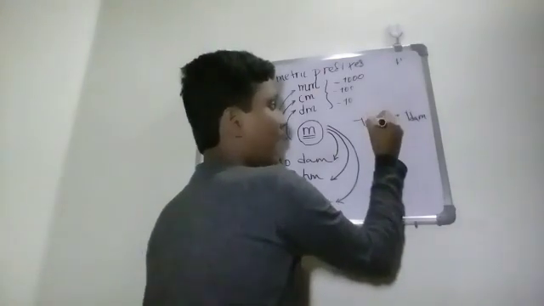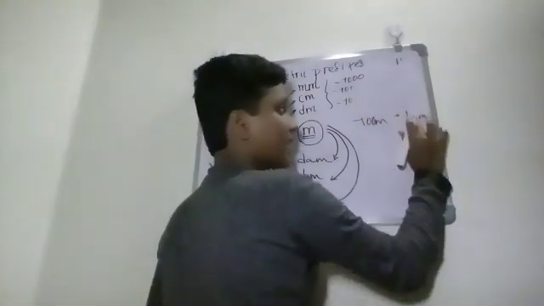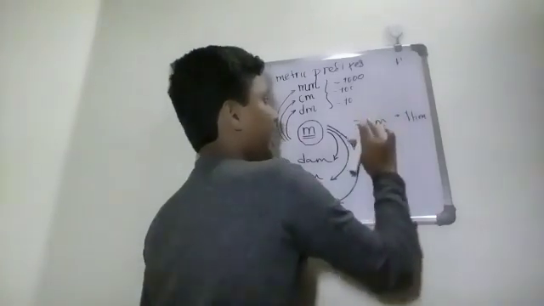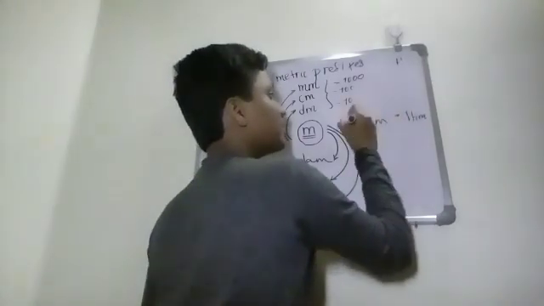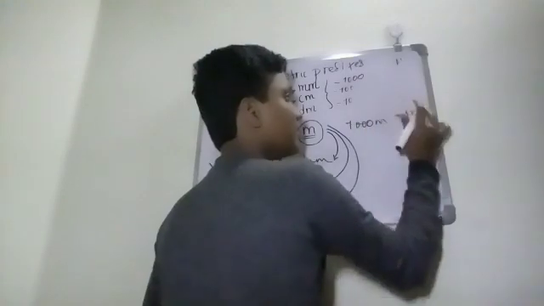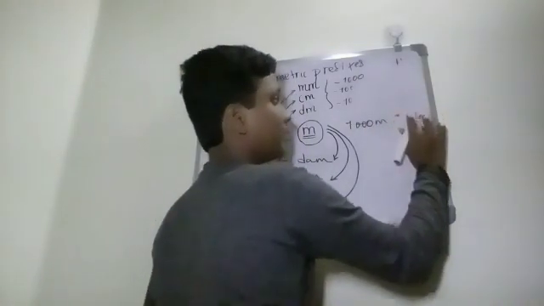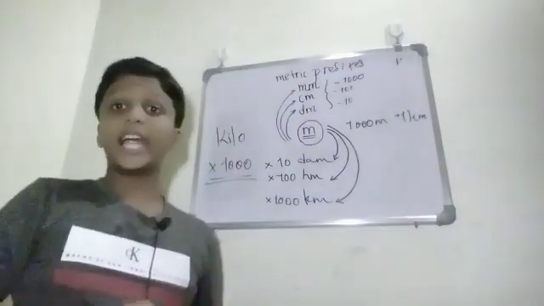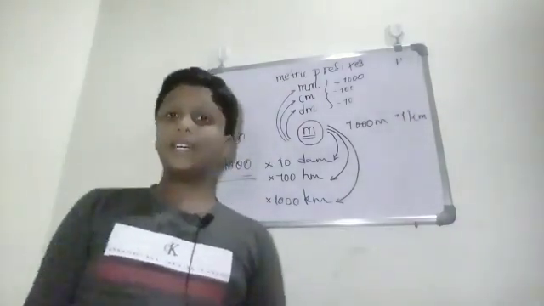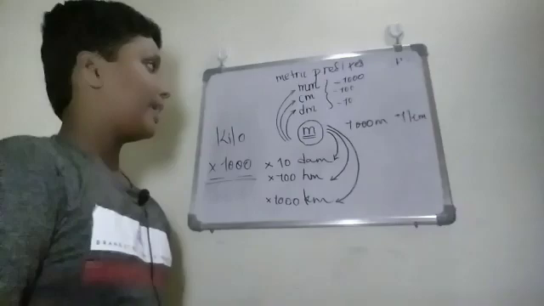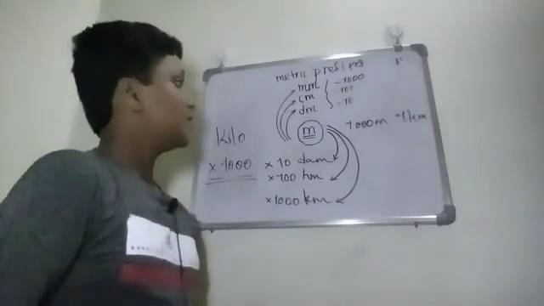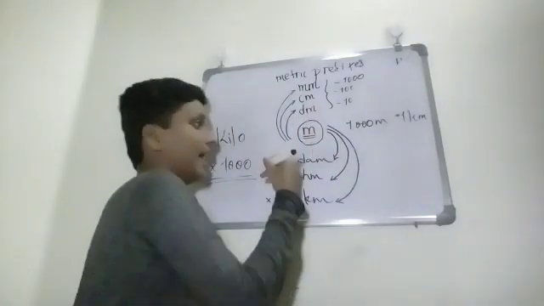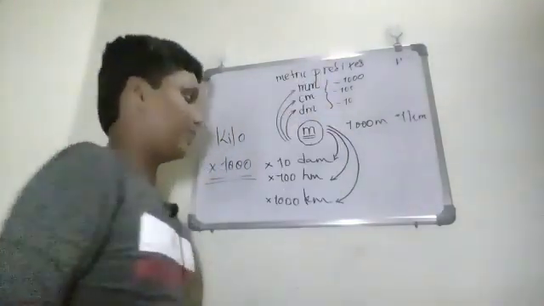And what if it is 100? If it is 100, then it is 1 hectometer. And if it is 1000, it is 1 kilometer. Okay, so that is how you get the relations. So you got the relations. So that is the relation between meter and all these units.